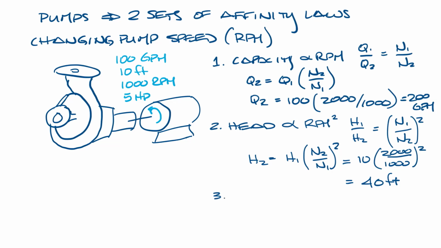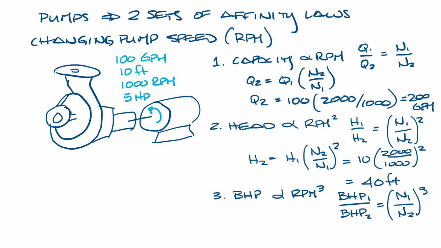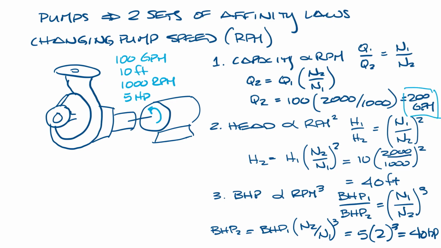The third affinity law says that the brake horsepower is proportional to the cube of RPM. So we have brake horsepower 1 divided by brake horsepower 2 equals the cube of N1 over N2. And we can rewrite that to be brake horsepower 2 equals brake horsepower 1 times the cube of N2 divided by N1. So let's put in our numbers here. So we have 5 horsepower times the cube of 2, and that gives us a brake horsepower of 40.